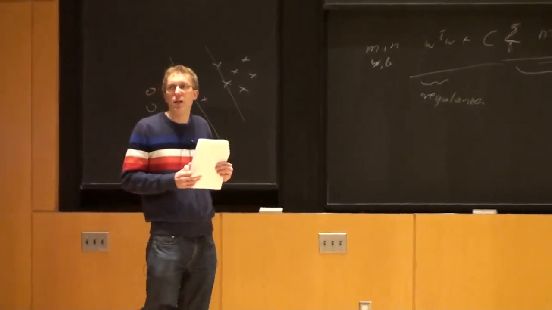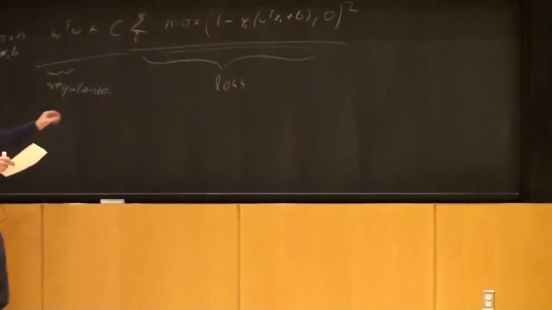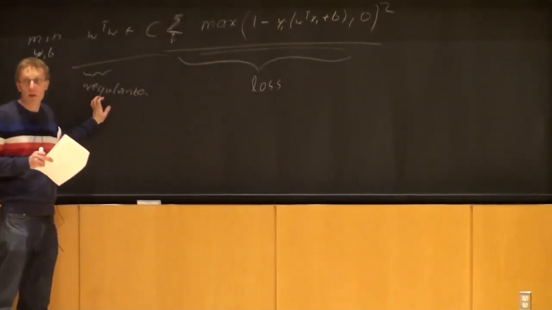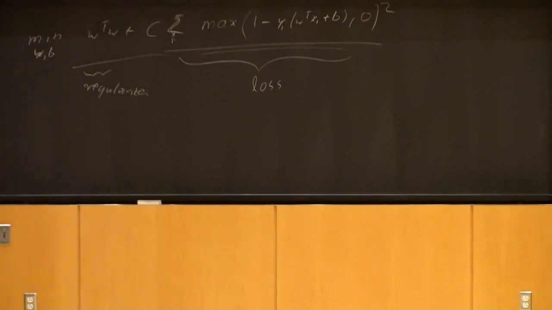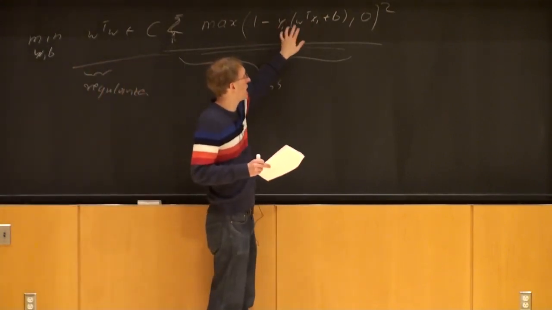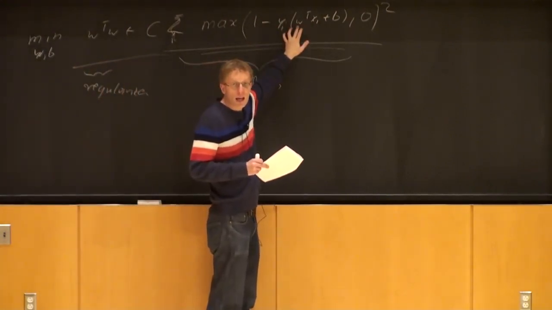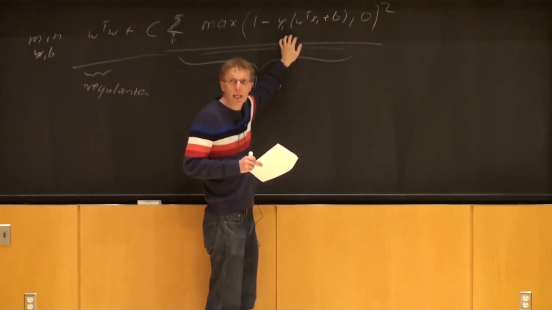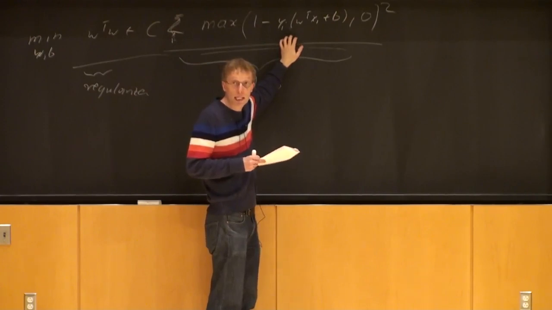And typically, this function has two terms. One that we call the loss, and the other one that we call the regularizer. The properties of these two are that the loss function typically involves x, y, and w. And what the loss function measures is how many mistakes you're making. So this function here is large if you make many mistakes, many misclassifications, on your training data.